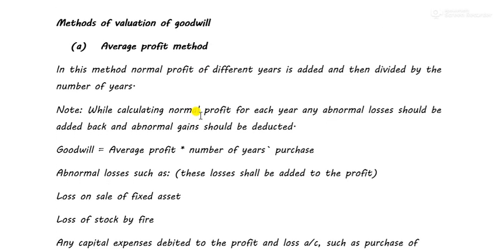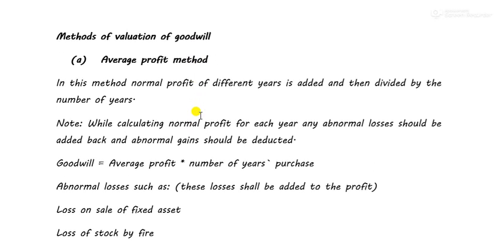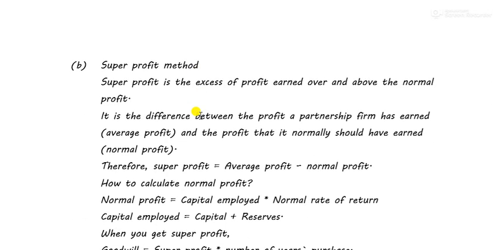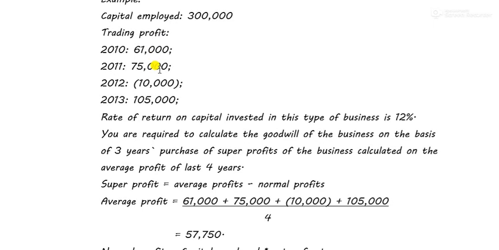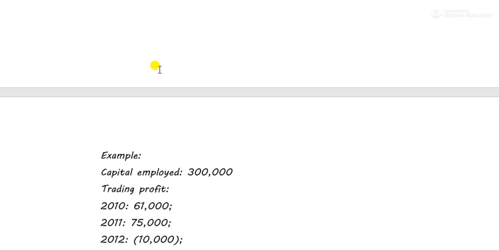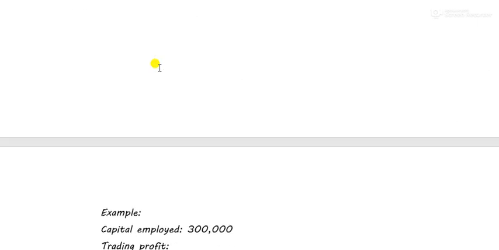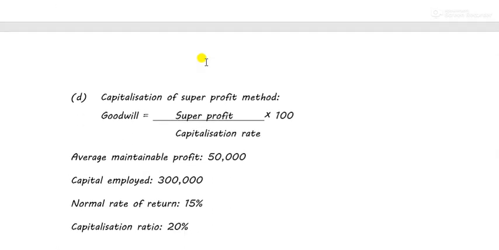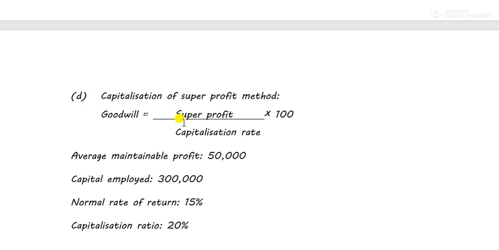I thought that we'll finish at least two methods today, but unfortunately, I don't believe it will be possible. So just let me give you an introduction. There are four methods of calculation of goodwill, four very easy methods: average profit method, super profit method, capitalization of average profit method, and capitalization of super profit method. So these are the four methods.